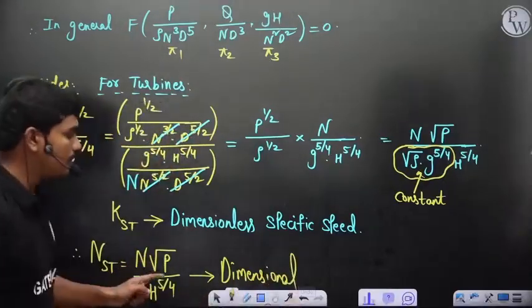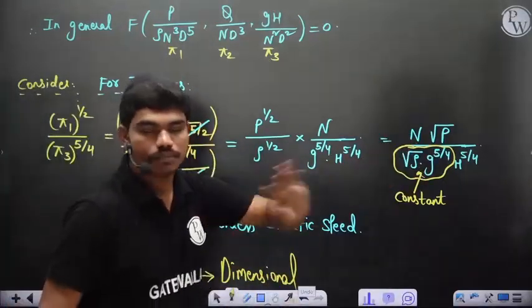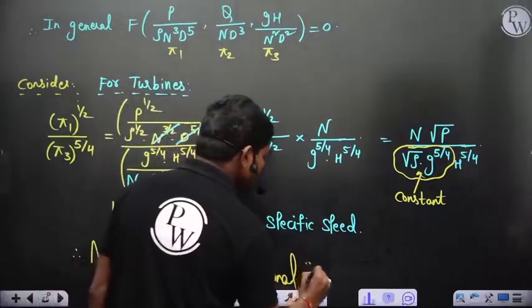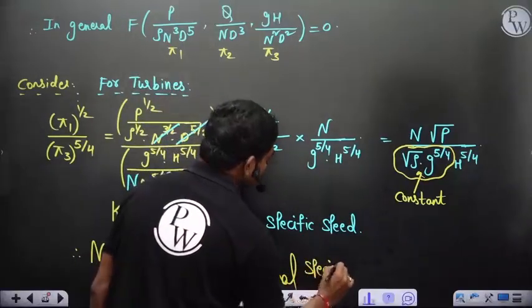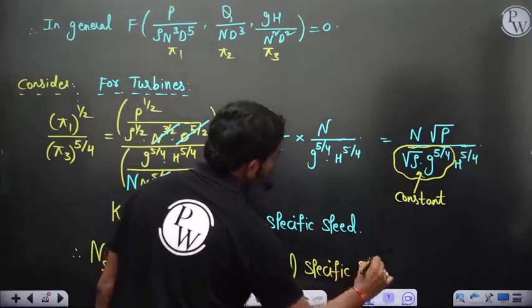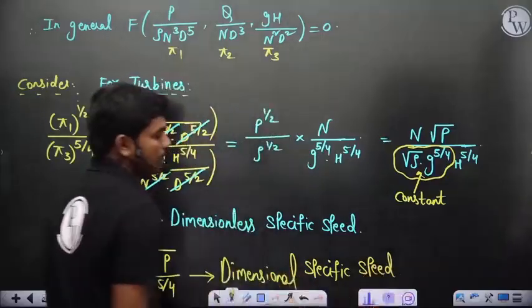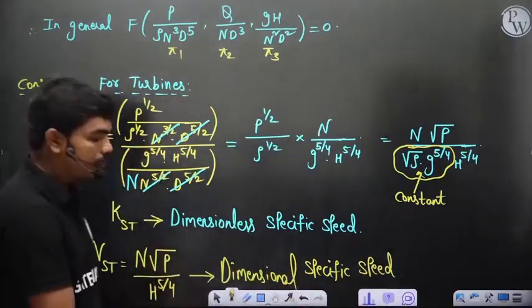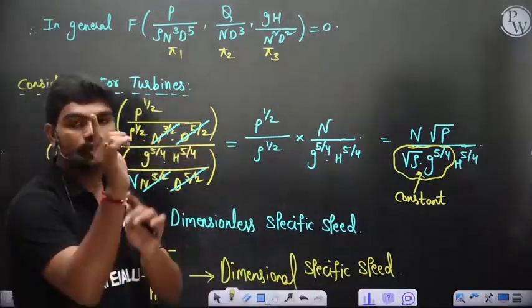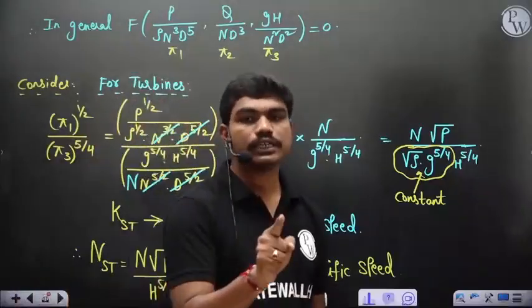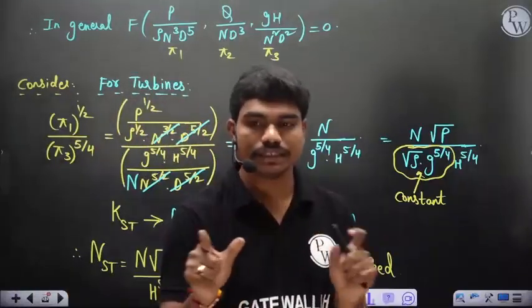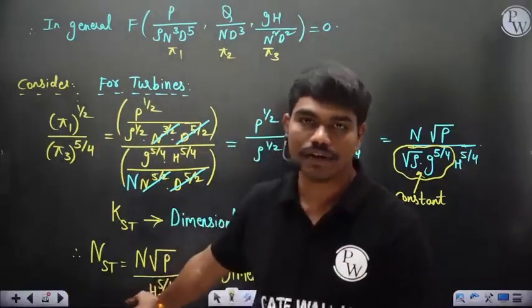And how is this obtained? By taking out this constant, which is constant in model and prototype. So this is dimensional specific speed. And if you want to model a turbine, we'll make sure this term is equal between the model and the prototype. And normally the class of turbines depends on these NST values actually.